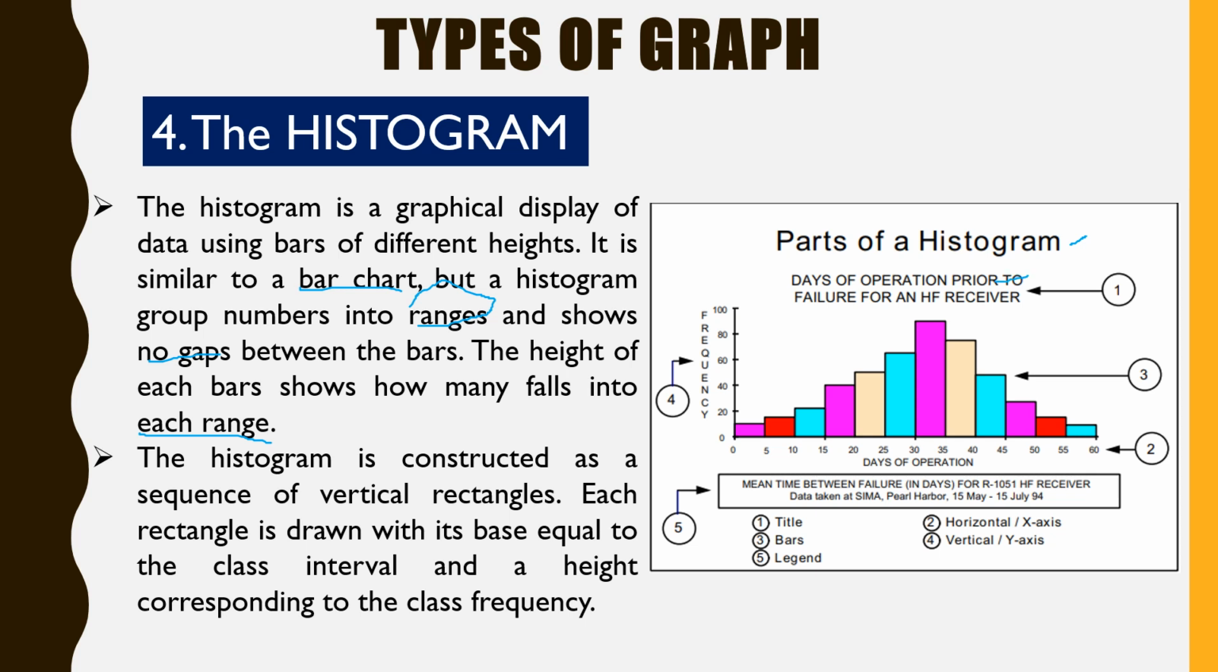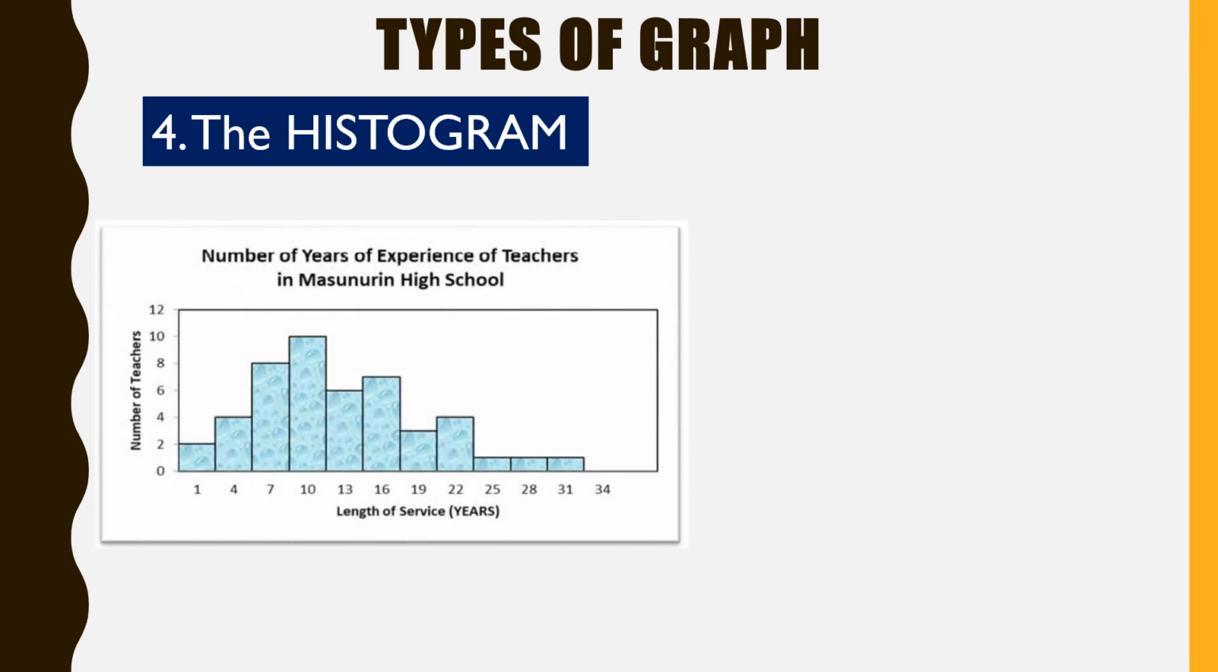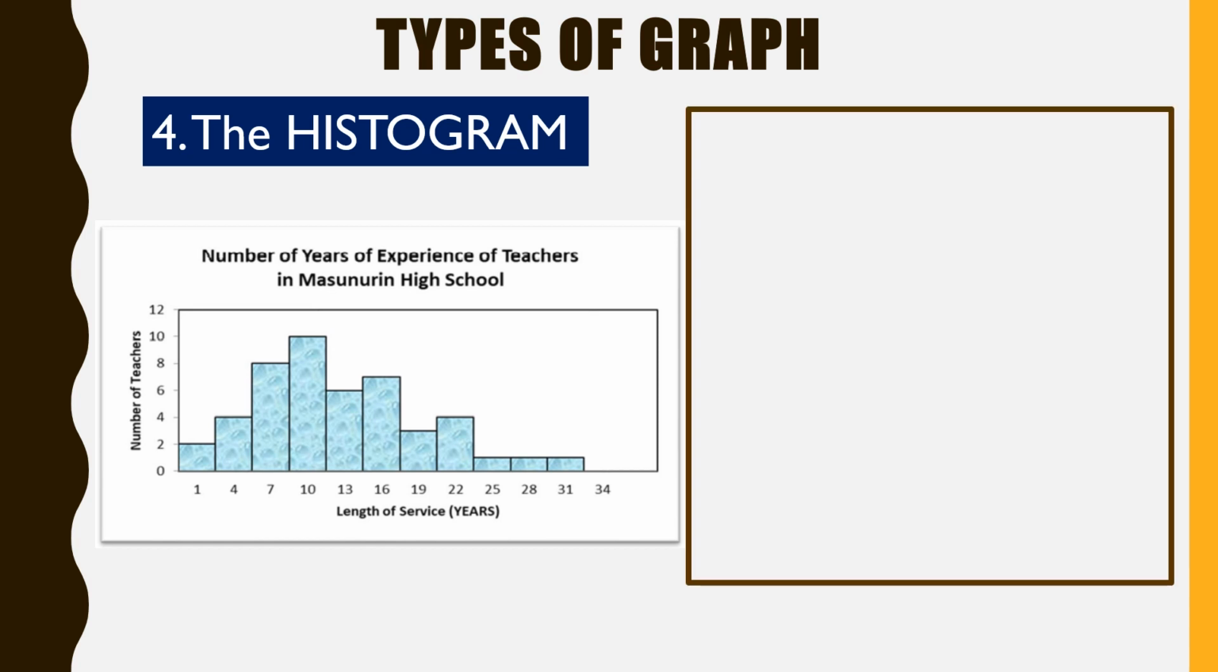So we have here the title, we have here the intervals for the x-axis, the intervals for the days of operation, in the label, and then the frequency is in the y-axis. Here is another example of a histogram. Let us look into each part of a histogram.